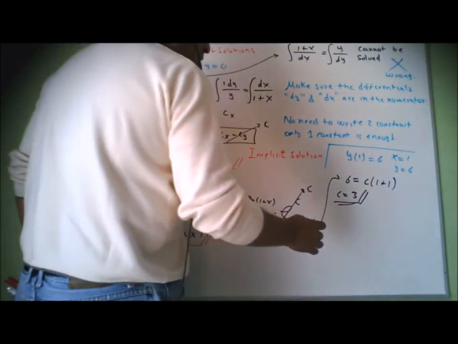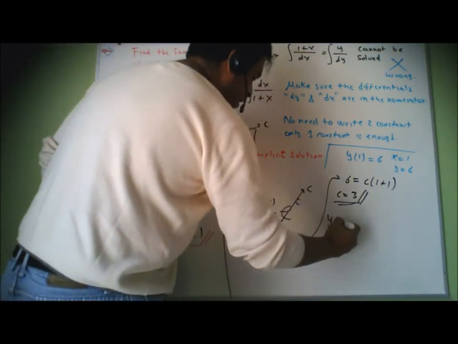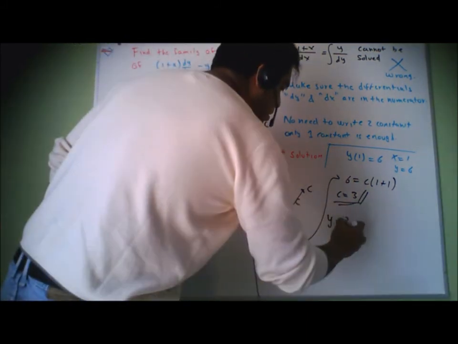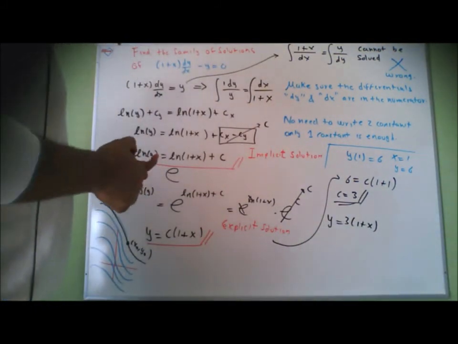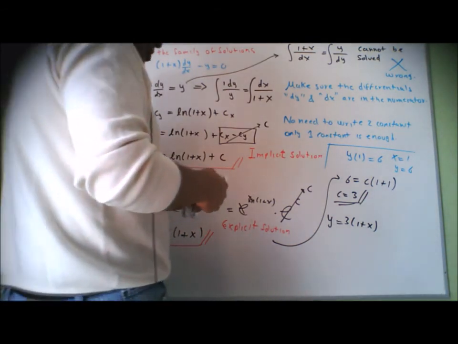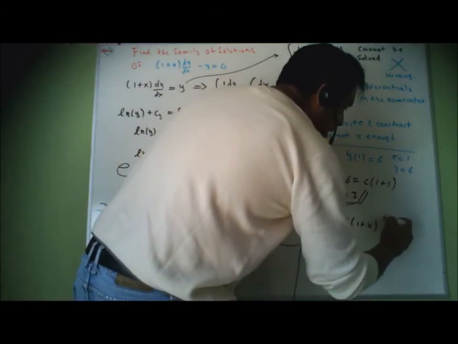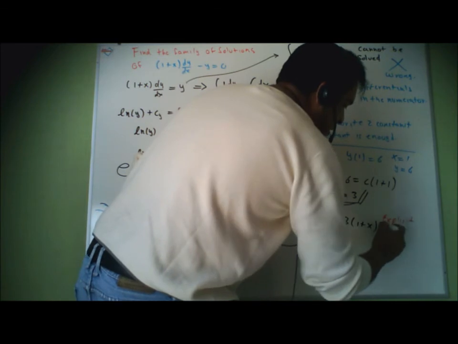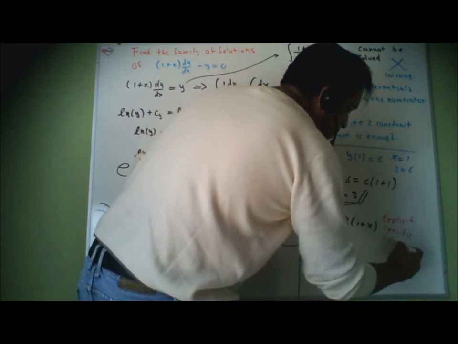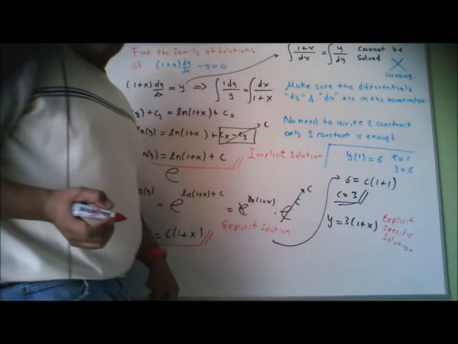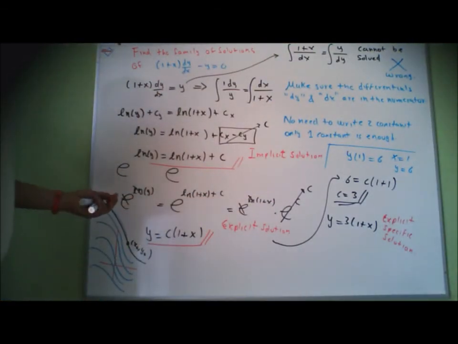And then the specific solution, y is equal to 3 times 1 plus x. And that is the explicit specific solution. Alright? And this is the method to solve differential equations using variable separable differential equations.